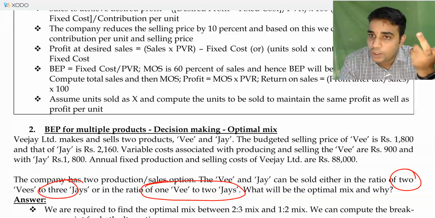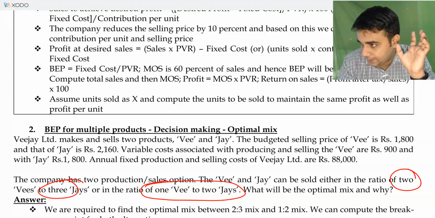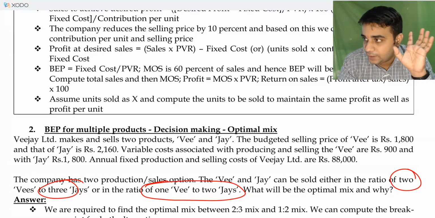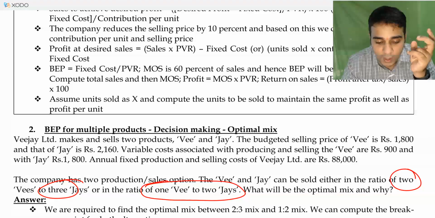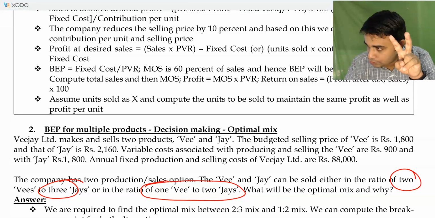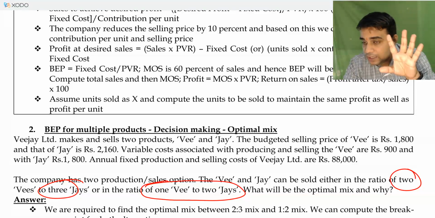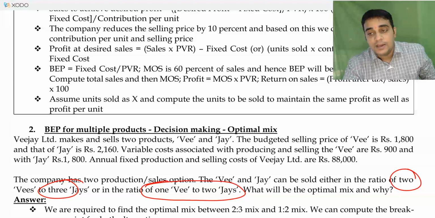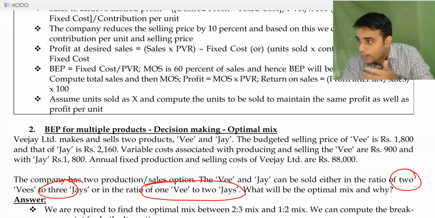If that had given me a volume number, I could have done it that way, but now what I will do is calculate the break-even sales. Whichever leads to early break-even is the preferred choice. So the two choices I have are: one choice is to sell in the ratio of 2:3, another choice is to sell in the ratio of 1:2. It's not a choice between V and J. The question has not mentioned that the company is deciding whether to sell V or J. That's not the choice we are making. We are required to make a choice whether it should be 2:3 or 1:2.